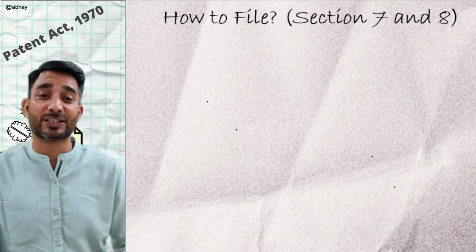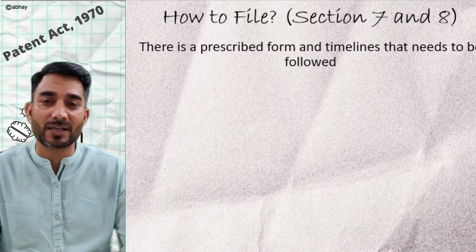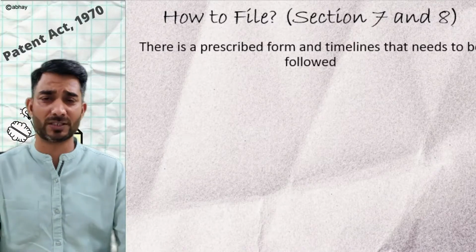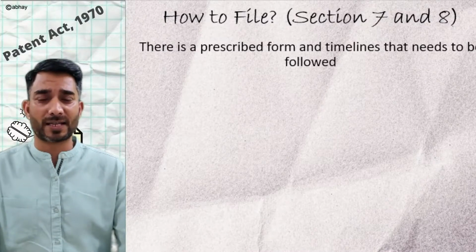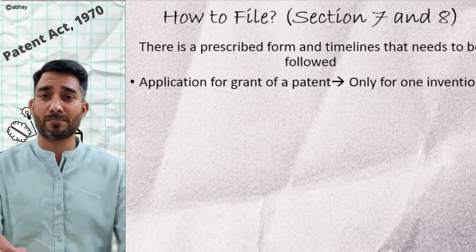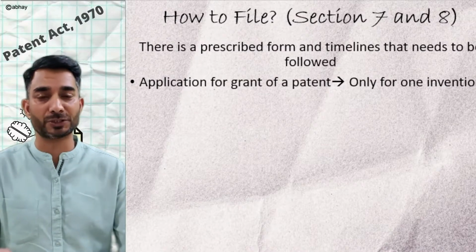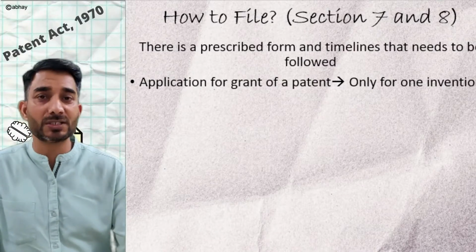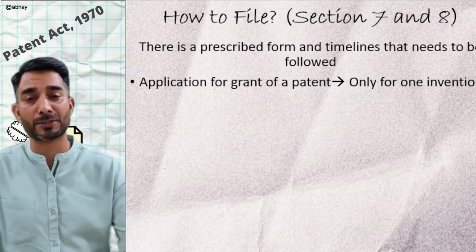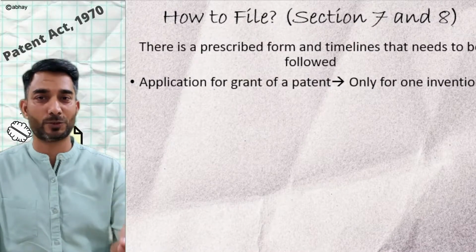Moving on, Section 7 and 8 of the Patent Act helps us with the format and the timelines which are required to initiate the filing. First thing first, an application for a patent can only be directed towards one invention. If there are multiple inventions in an application, the patent office will raise objections to it. Now, what kind of objections and how to overcome those objections we will discuss during the later part of other episodes.